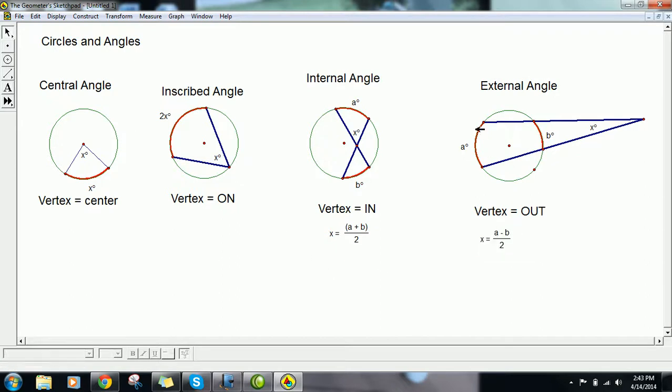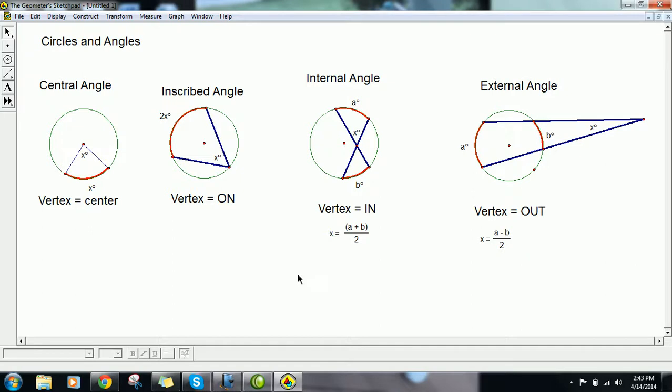For example, if this arc measure were 60 degrees and this arc measure were 30 degrees, then the external angle with the vertex outside of the circle would be half of 60 minus 30, which is half of 30, which would be 15.